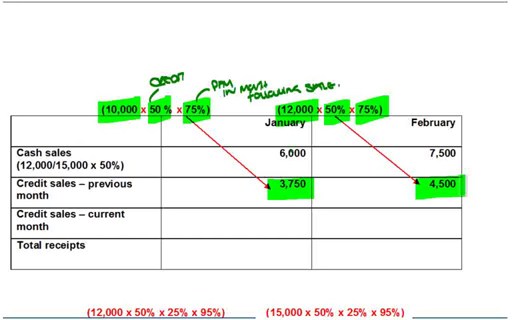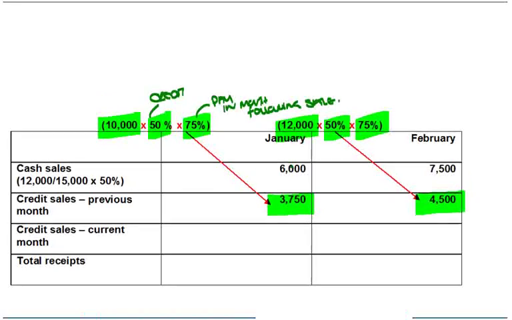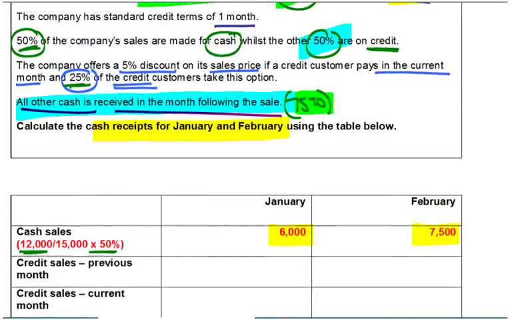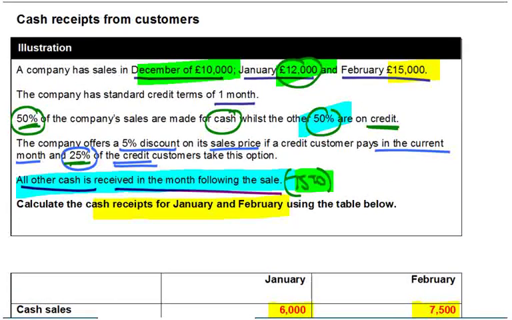What about those that do get a discount then? So going back to look at our information, let's just remind ourselves. We said down here they're going to get a 5% discount on their sales price if they pay in the current month. So if in the same month the sale happens, they make payment, they will get a 5% discount, and 25% of the credit customers decide to take up that option.